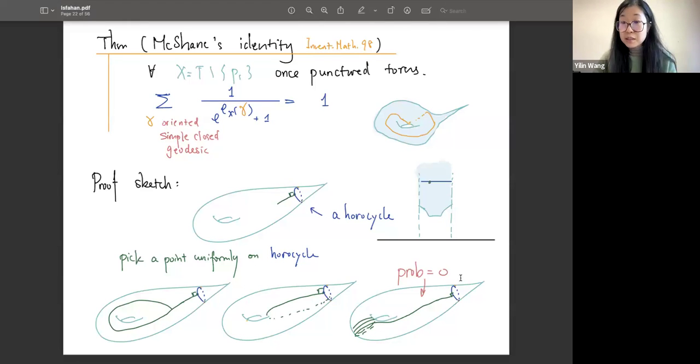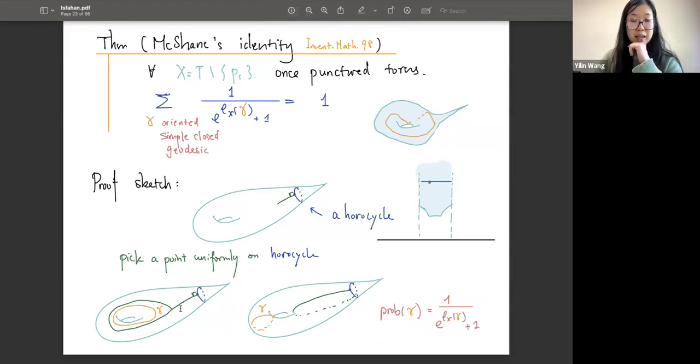And this thing happens with probability 0. It's very unlikely to happen. Let's ignore that. In these two cases, in the first case, we are going to assign a simple closed geodesic, by looking at the loop that it generates and tightening it, you get this gamma.